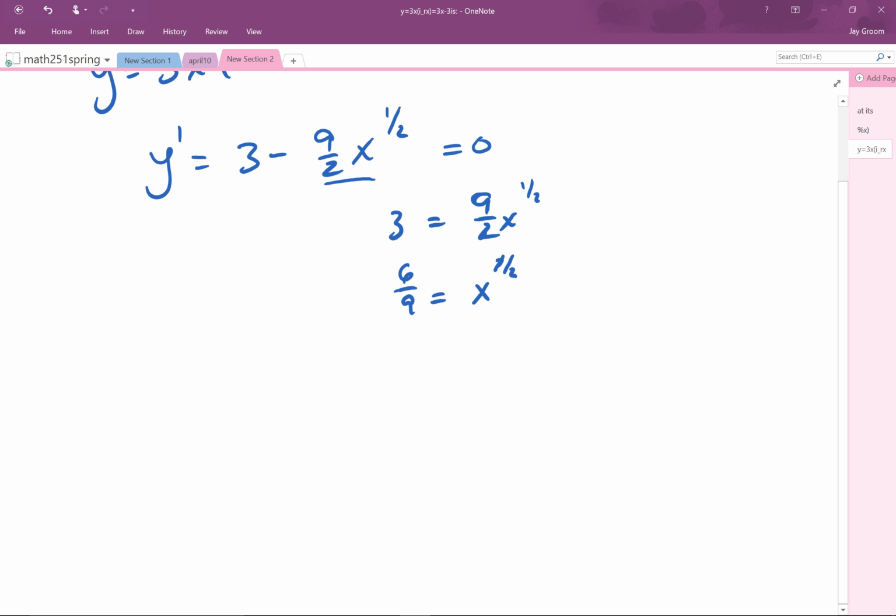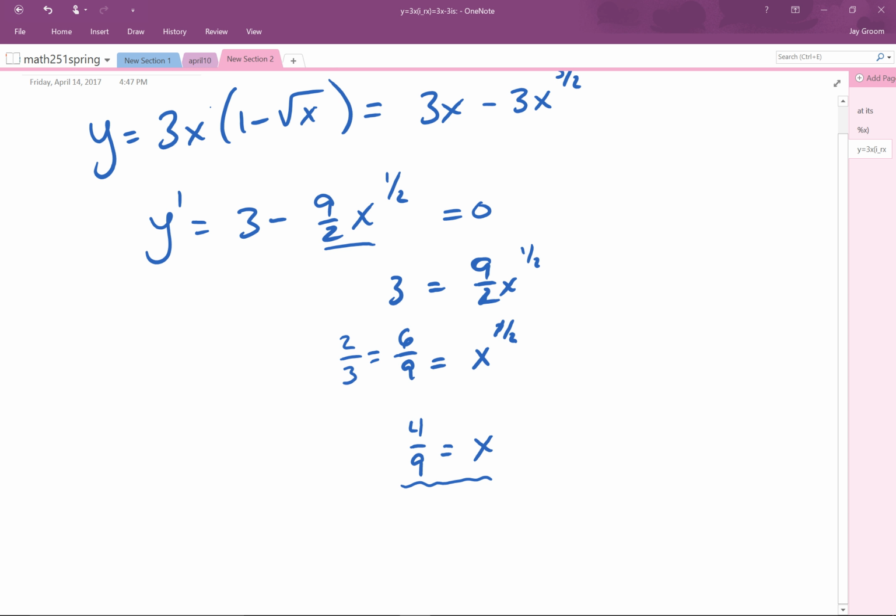And then I'm going to square both sides. And this, by the way, is 2/3. Square both sides, I'm going to get 4/9. Right? If I square both sides, I get 4/9. This right here should be where I have a maximum or a minimum.